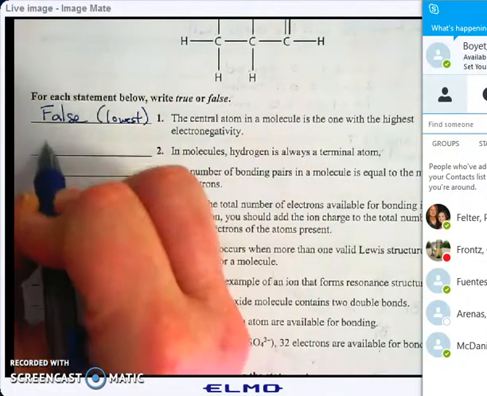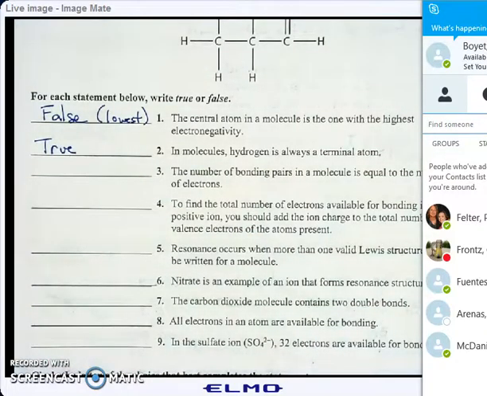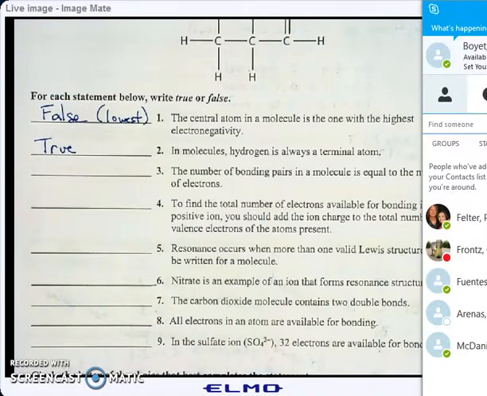It is true. Hydrogen can never be a central atom. It can only share 2 electrons, so it can only share with one other atom. You can't put it in the center of 3 or 4 atoms if it can only share with one. Number 3.